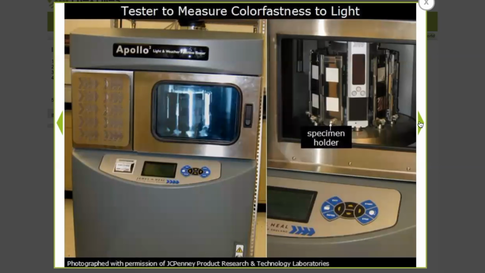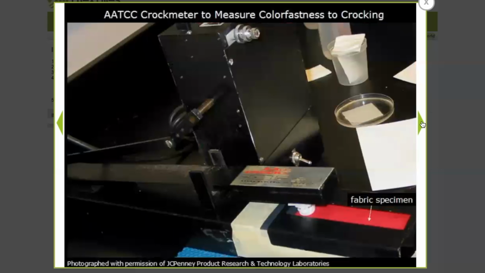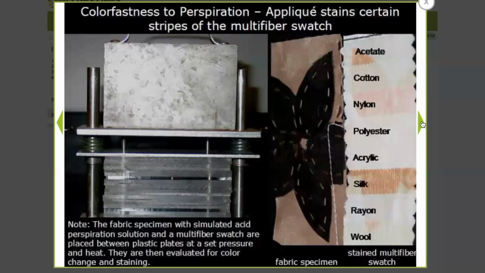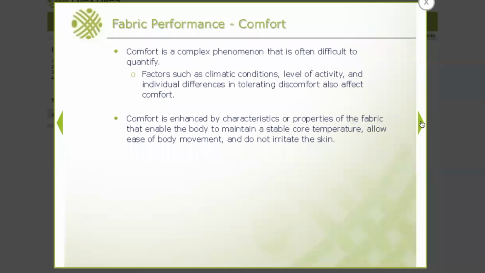These are machines that we can use to test color fastness to light. And sometimes different types of colors will have different color fastness. So maybe the navy will fade more than the red color. This is another machine that we use for testing color fastness to crocking. And this is for perspiration testing.